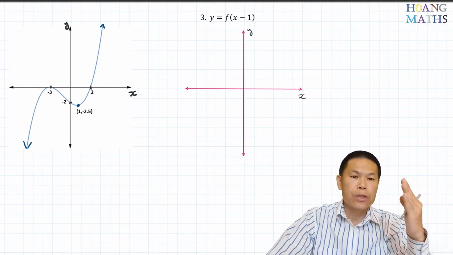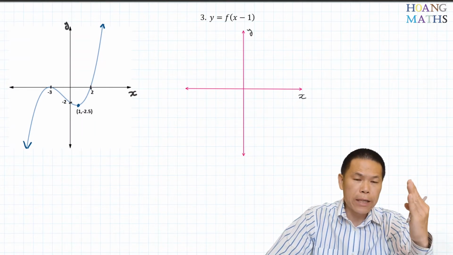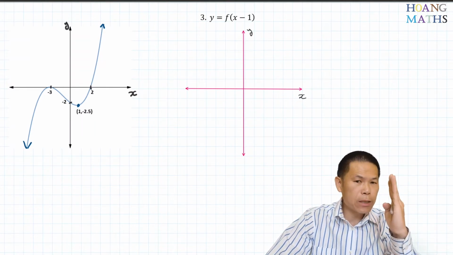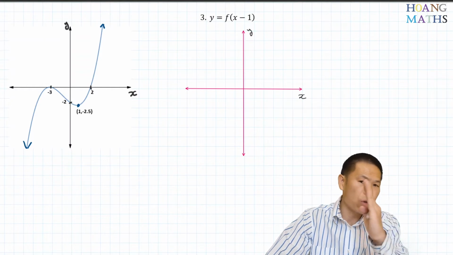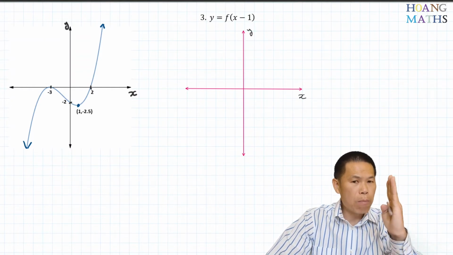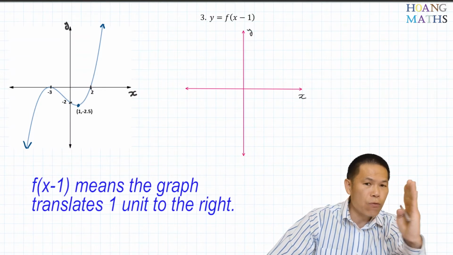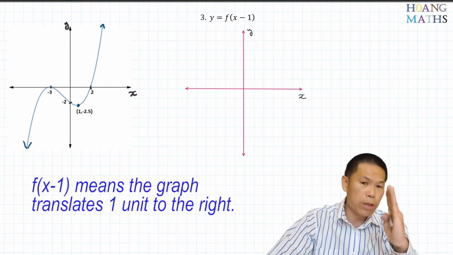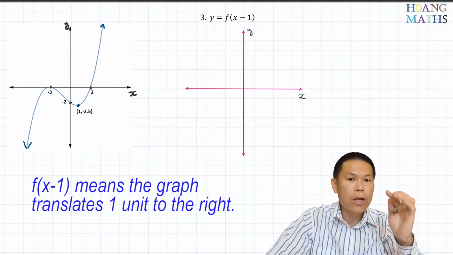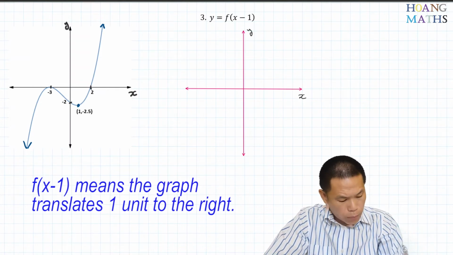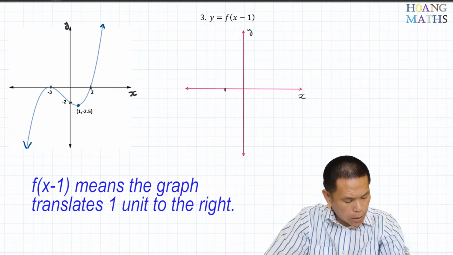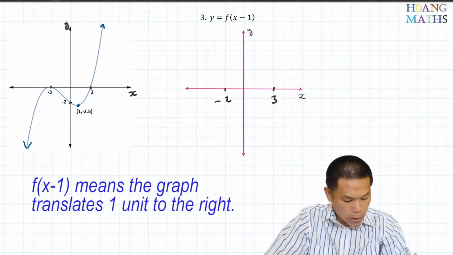Third one, f of x minus 1. So x minus 1 inside the bracket, therefore it shifts horizontally. So minus 1 means the whole graph shifts 1 to the right, okay? So minus 1 means move 1 to the right. That's all it is. So negative 3 becomes negative 2, and then the 2 becomes 3.